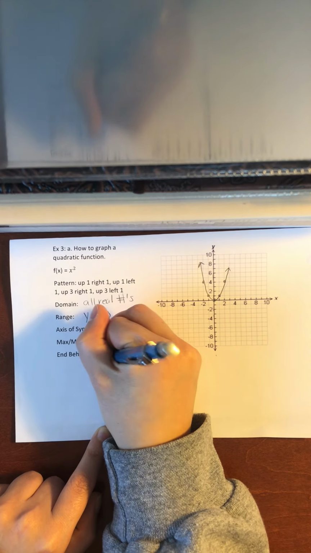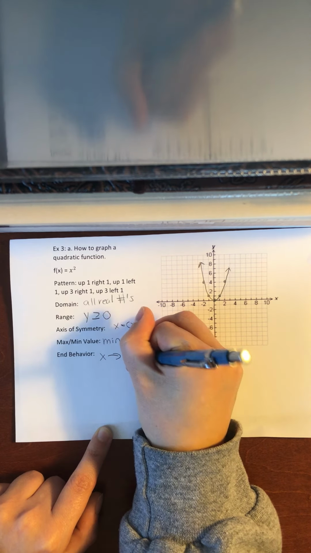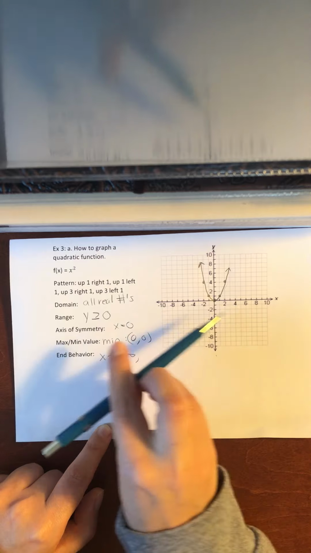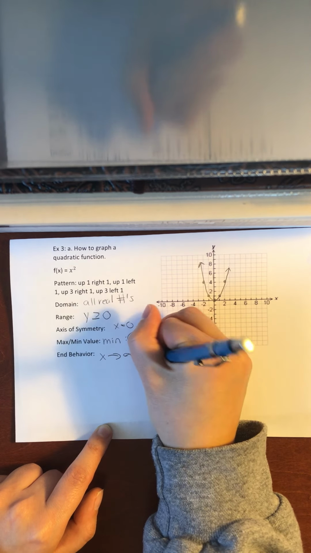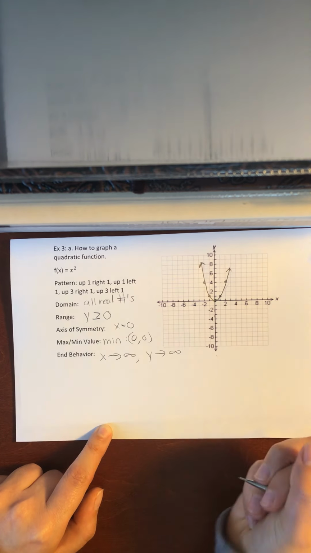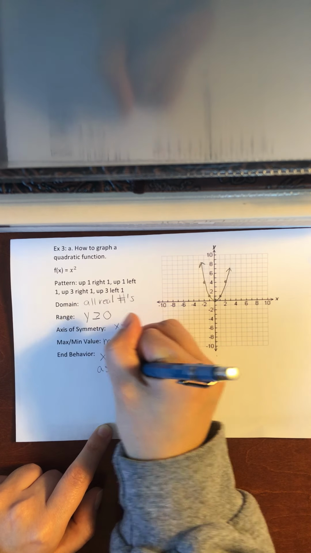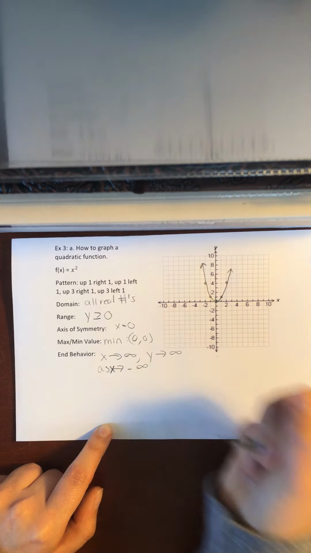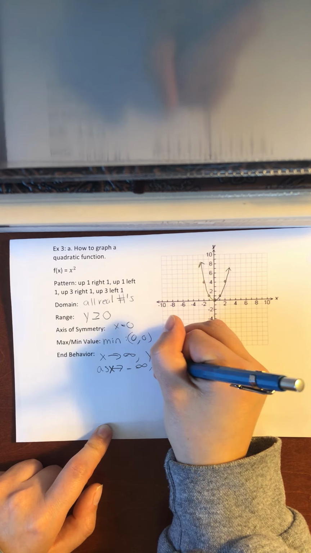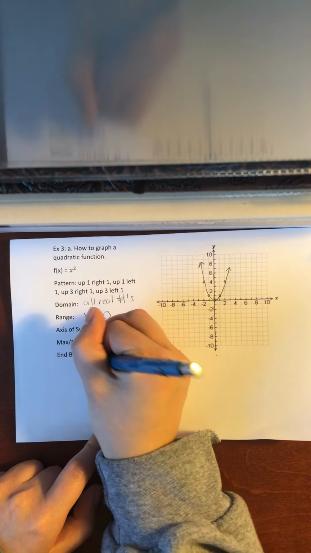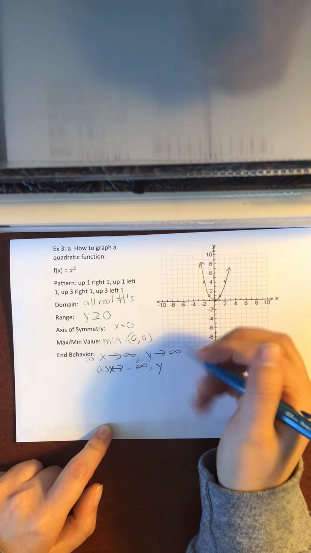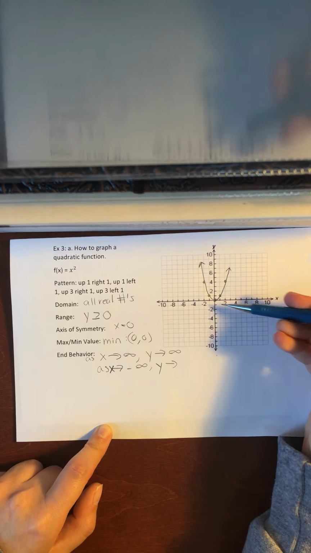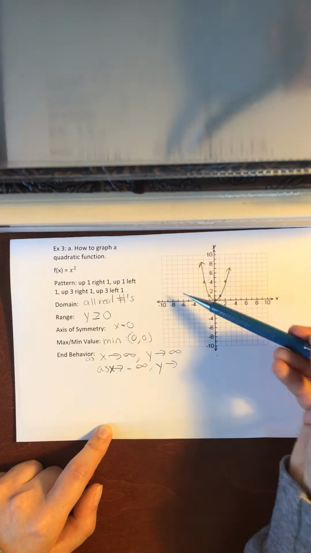And end behavior. So as x approaches infinity, so if I'm going this way on my graph, my y values are going up. Y approaches infinity. And then as x approaches negative infinity, my y values are also approaching positive infinity.